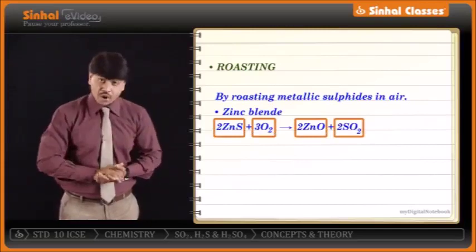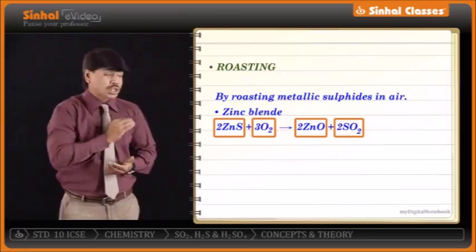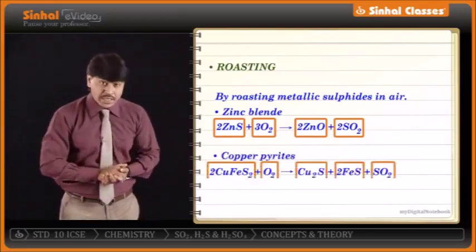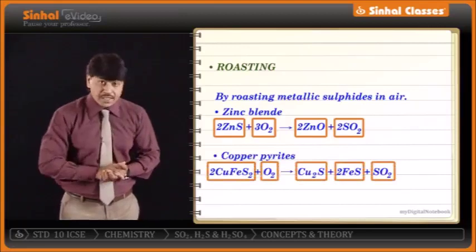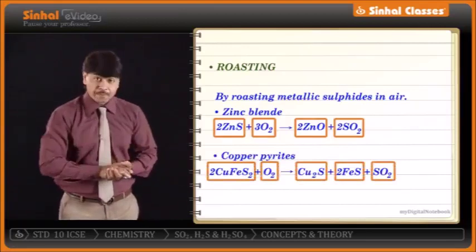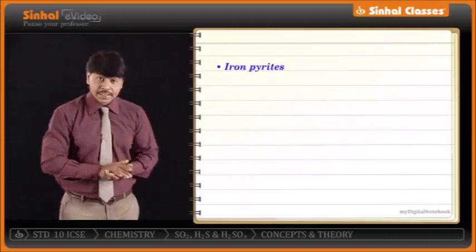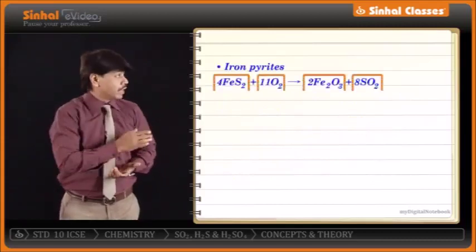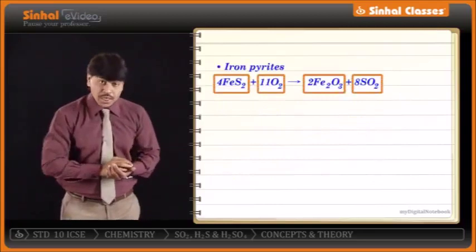In a similar manner, if you take copper pyrite, it is 2CuFeS2 plus O2 will give you Cu2S plus 2FeS plus SO2 gas. If you take iron pyrite, that is 4FeS2 plus 11O2 will give you 2Fe2O3 plus 8SO2.